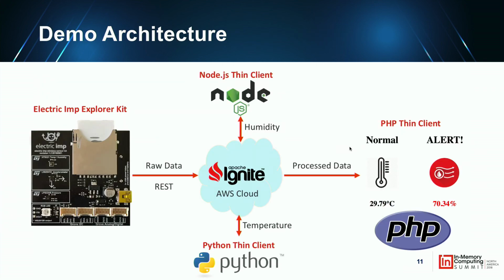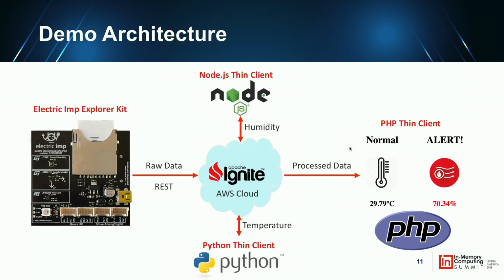Let me show you the diagram. So this device is using the REST APIs because it doesn't have an outbound TCP connection. To connect to the cluster, thin clients have to. So it's actually a raw TCP connection. This guy doesn't have this ability, so I had to use the REST APIs for that. And it actually creates a cache and pushes raw data into it.